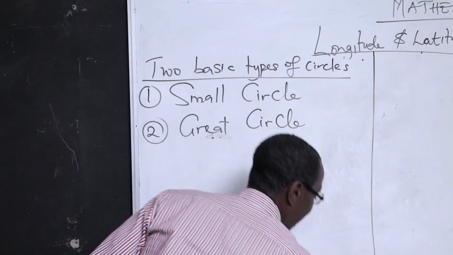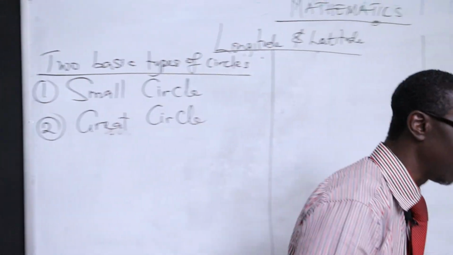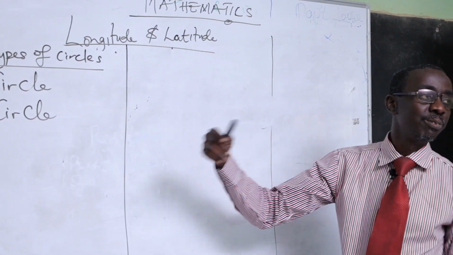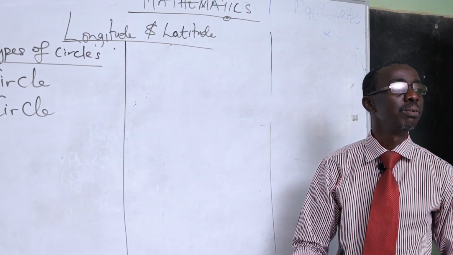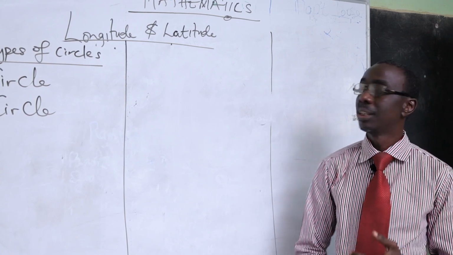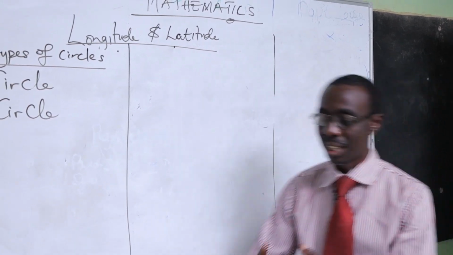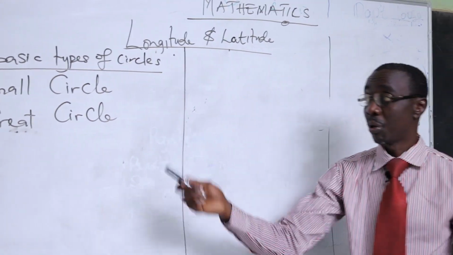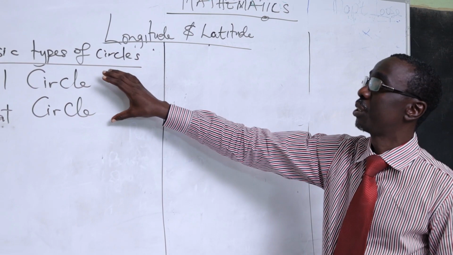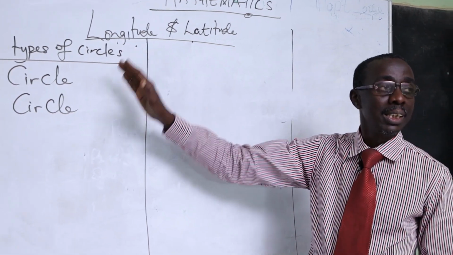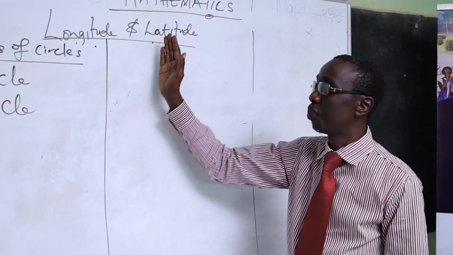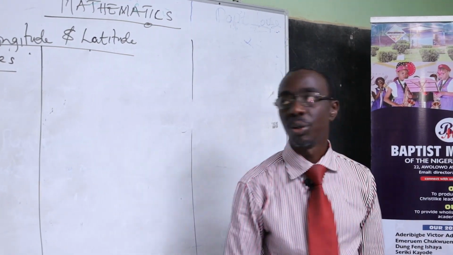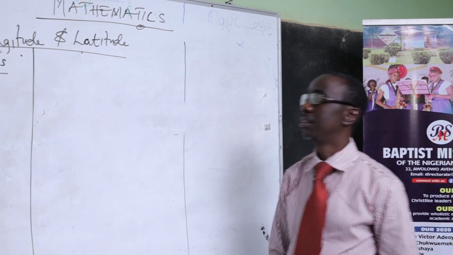By definition, I've given a summary definition that will help my students identify a small circle as the question is presented, or identify a great circle as the question is given to us. Because without the strength of identifying the two types of circles under this topic, a student will still be struggling to solve problems on longitude and latitude.